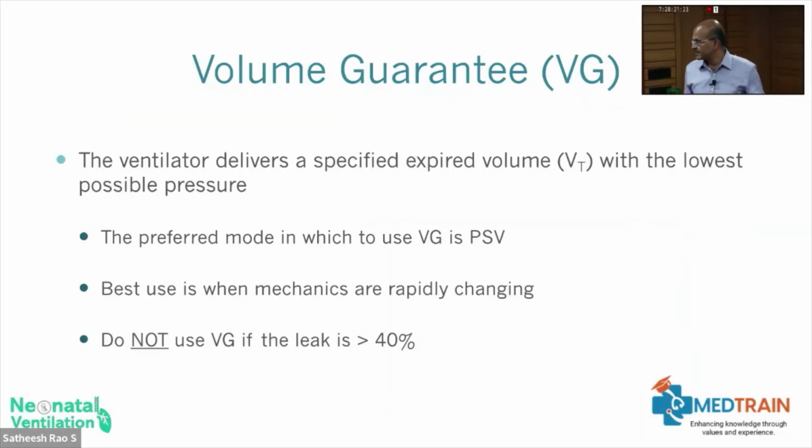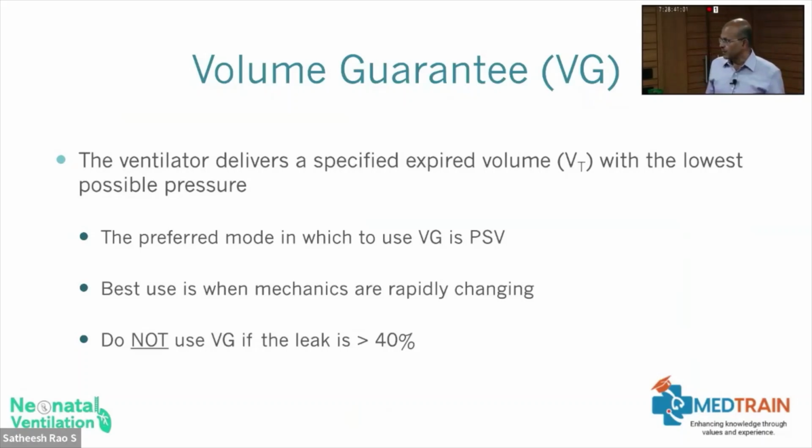Volume guarantee we'll be discussing in the afternoon in detail. So here the ventilator delivers a specific expired volume with the lowest possible pressure. And usually we use PSV with volume guarantee or SIMV with PS with volume guarantee. Assist control with volume guarantee is routinely used in many units as well.